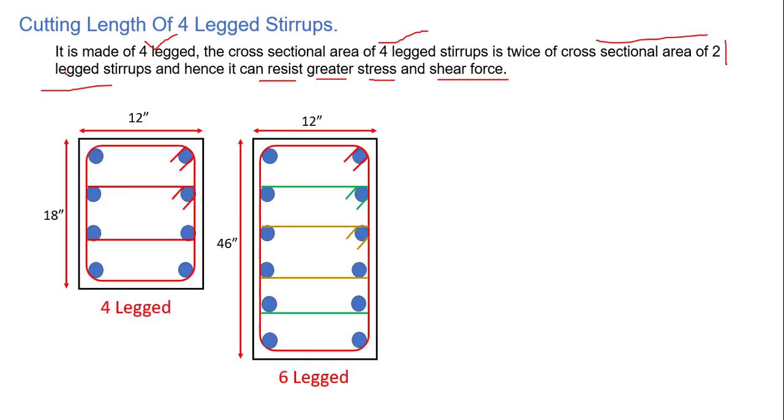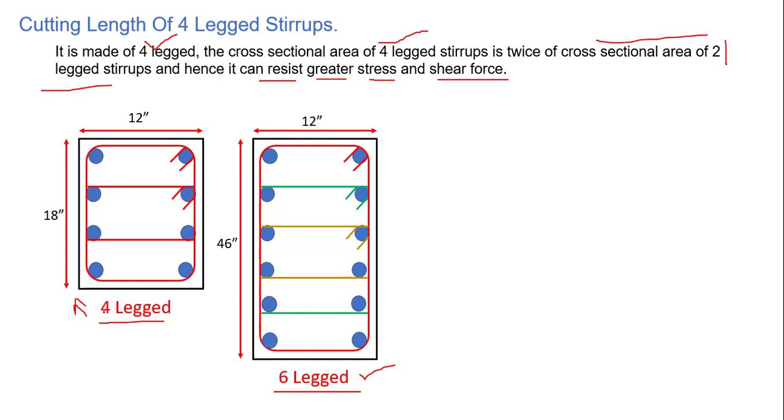So here let me give you an example for the 4-leg stirrup and the 6-leg stirrup. It is nothing but 2 stirrups. If it is 4-leg then it is 2 stirrups, and if it is 6-legged it means that we will have 3 stirrups at one location. Don't be confused, it is very easy. If the drawing mentions 4-legged, then it means we will have 2 stirrups at one location, and if it is 6-legged it means 3 stirrups at one location.